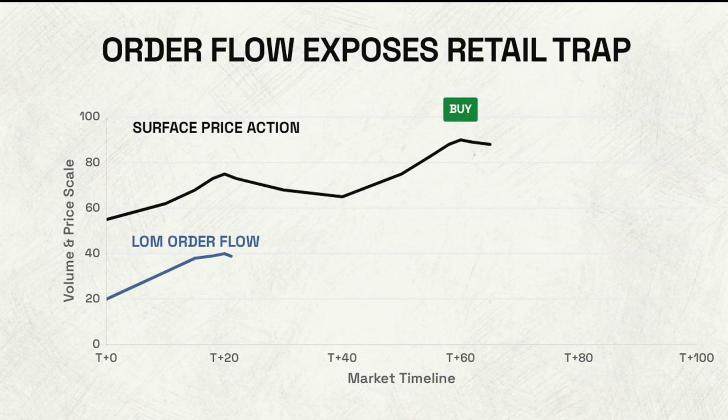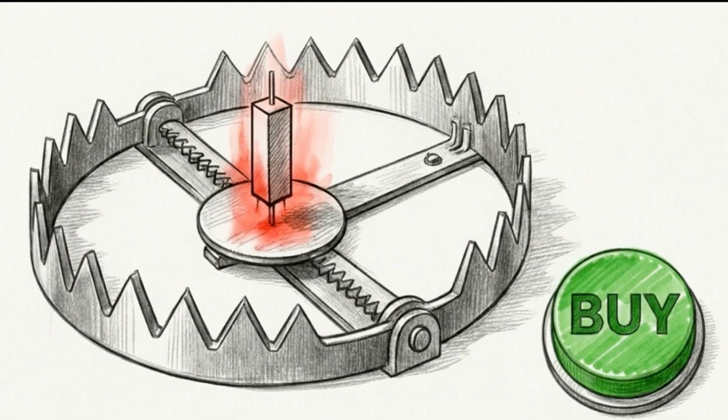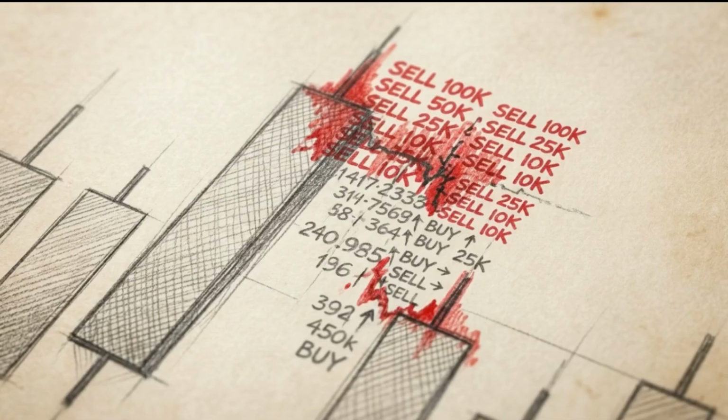The L.O.M indicator's data line drops sharply during that exact same period. It reveals a mathematical contradiction. While the price went up, the actual buying volume was absorbed and exhausted. This divergence points to the exact moment institutional sellers step in and take control. The alert triggers and the market price crashes downward immediately. Surface-level price action is designed to trick retail money into buying at the exact wrong time. The underlying volume data gives you the roadmap to step out of the trap and take the other side.